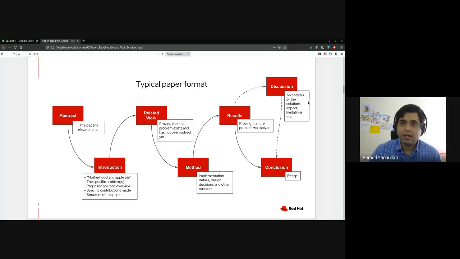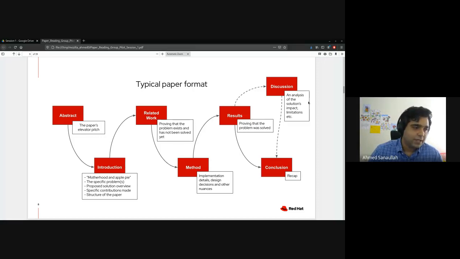This can vary a lot, but most papers that I've come across tend to follow something along the lines of this format, where there's the abstract, which is like the paper's elevator pitch. And then you get an introduction, which is going to give you an overview of what the paper's about. And there are 5 major things that are talked about in the introduction.